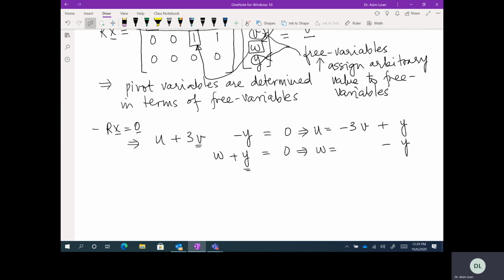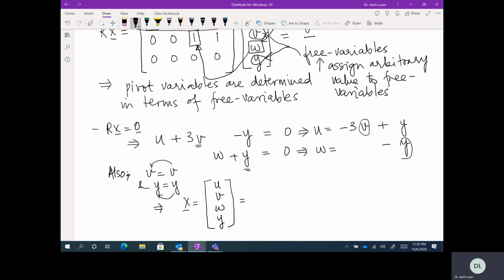Okay, if I do that, but what is x? I also know v equals v and y equals y. Obviously, v is going to be equal to v and y is equal to y. So this implies x equals u v w y, so this is v and this is y.